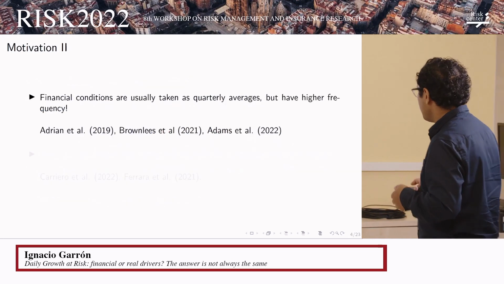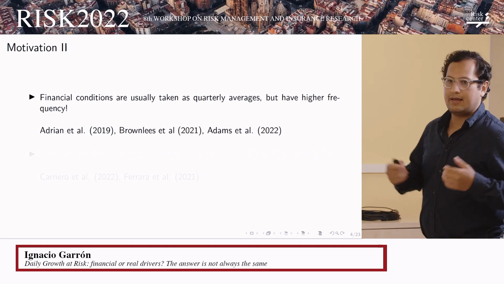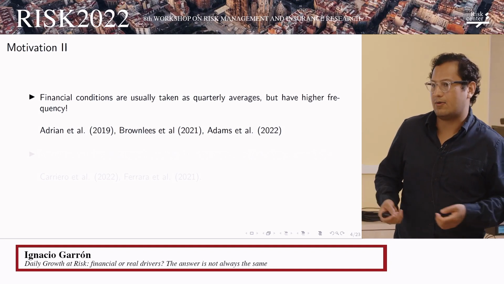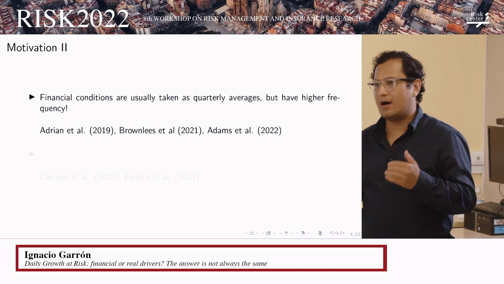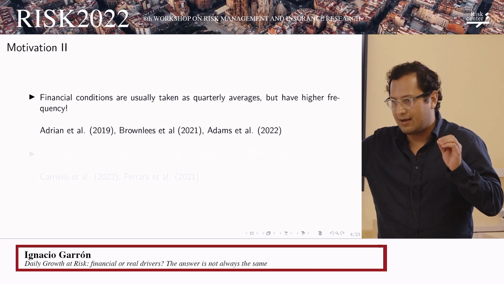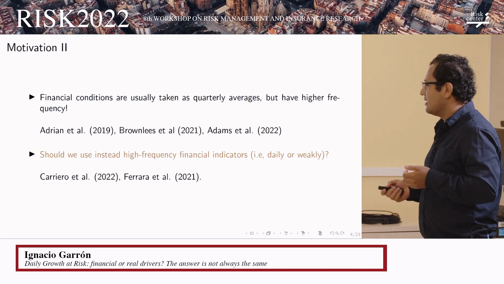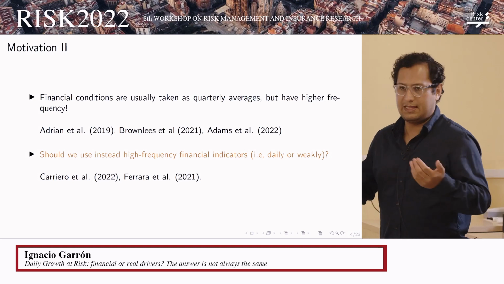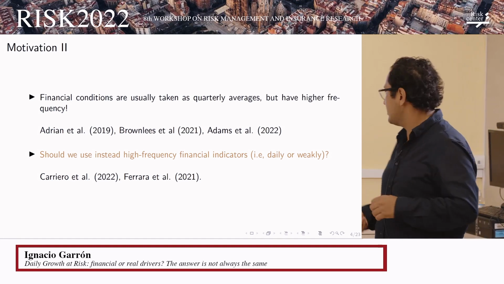The second motivation has to do with the fact that, as you may know, financial indicators are daily or even have higher frequency. But in this framework, the authors are considering the average over one quarter of a financial indicator. So one question that arises here is: should we instead use a higher frequency financial indicator that, for example, acknowledges the daily flow or weekly flow of financial information?